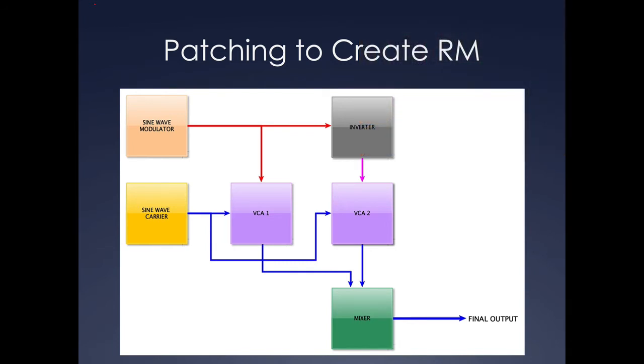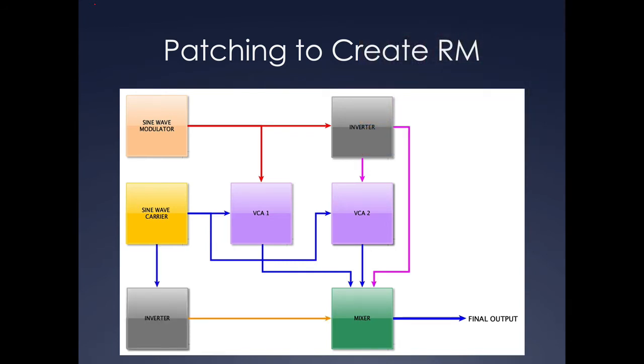If you wanted to turn this into a real ring modulator, all you'd have to do is take the inverted modulator, feed it into the mixer so it cancels out the modulator coming through the VCAs, and do the same thing with the carrier. You would invert it and feed it in.